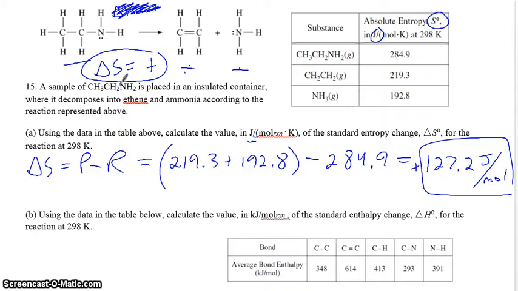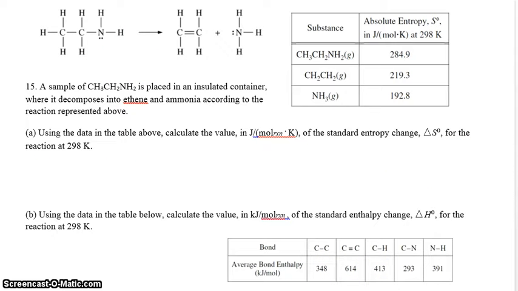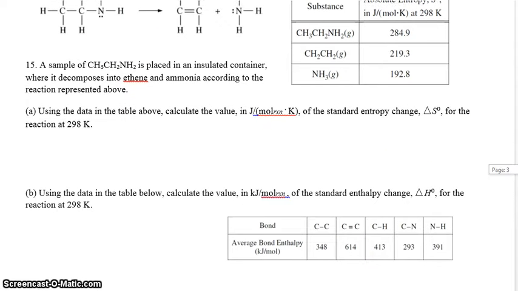And now they're asking us to use the data in this table to find delta H. Now, there's a third way of finding delta H, and that's to calculate all the broken bonds, calculate all the formed bonds, and add them together. Here, we're given the energy for each type of bond. Let's quickly do this, and I'll have to pull it down a little bit. It may get a bit crowded.